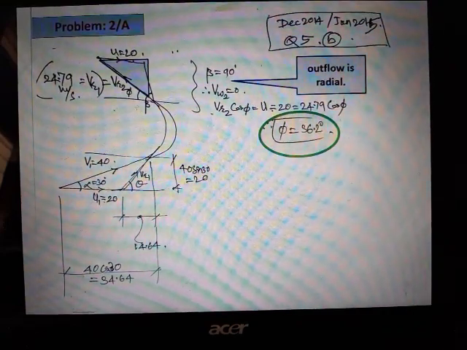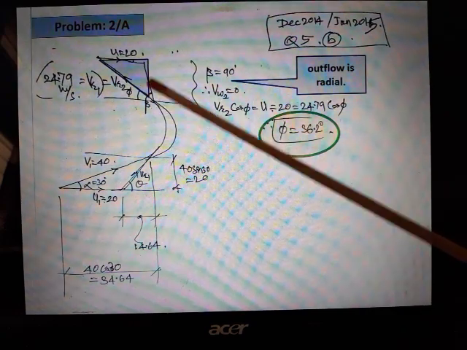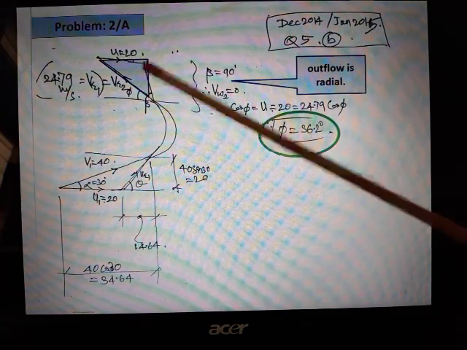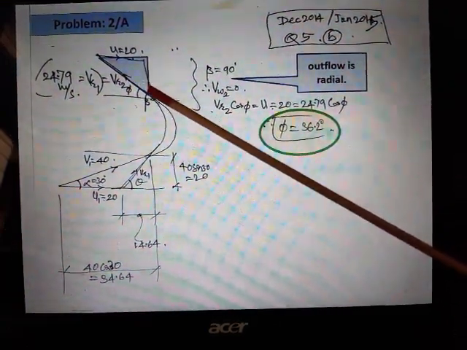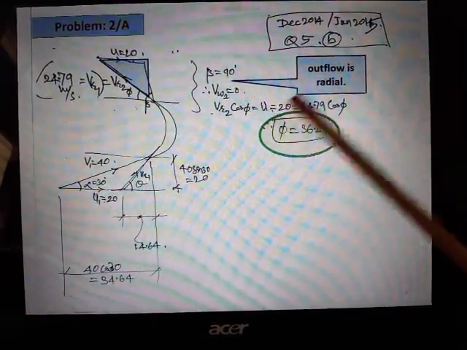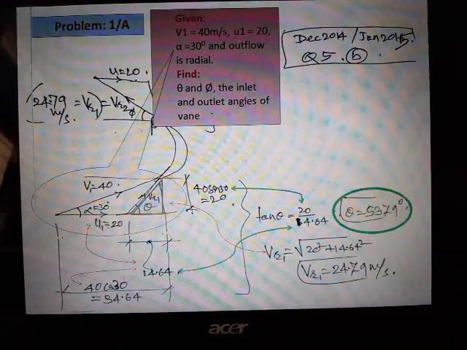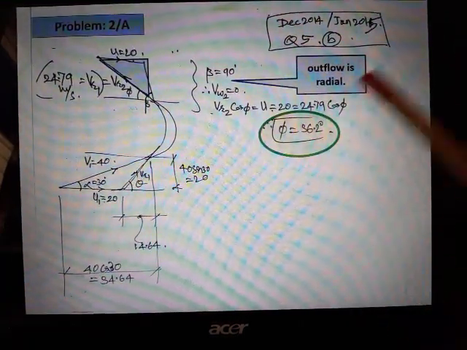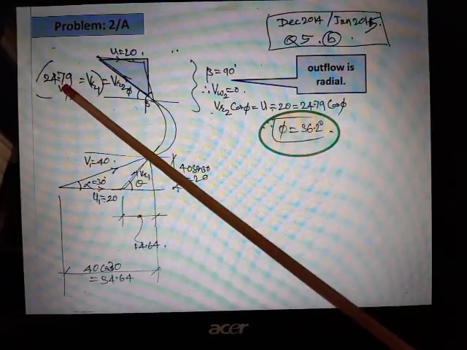So here it is. It is given that beta is 90 degrees because radial outflow, that is what is given. Radial in the sense it is perpendicular to you. So that information is already given. And if there is no mention, one can always assume that VR1 is equal to VR2. So already we have worked out VR1, which is 24.79. So the same thing will be assumed as VR2. So VR2 is equal to VR1, equal to 24.79.